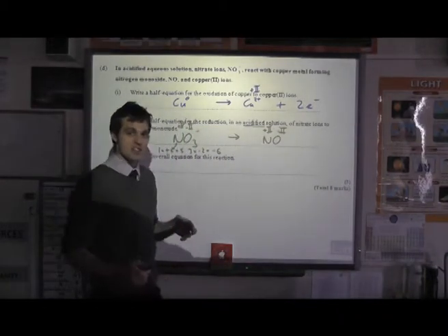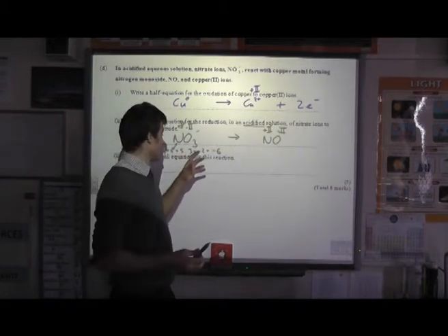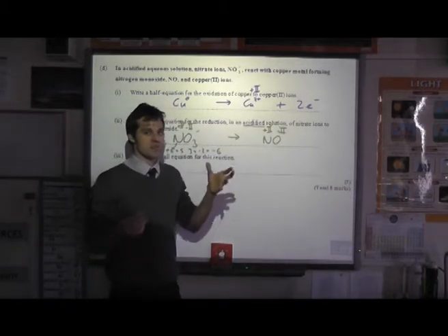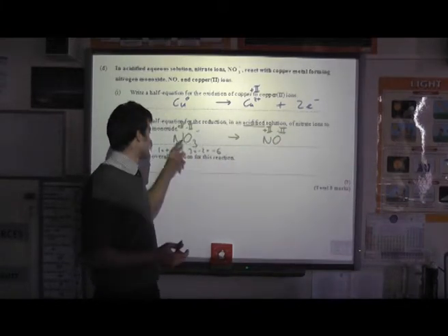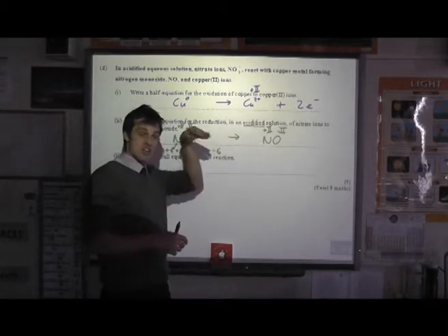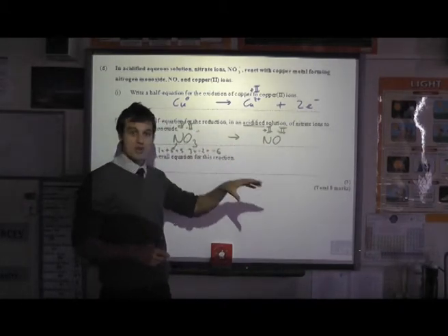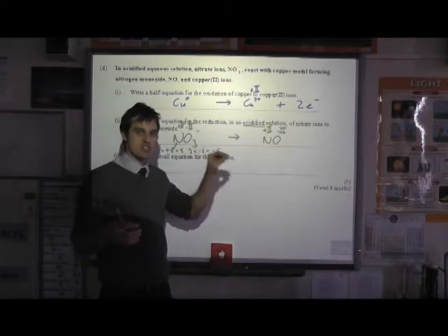So what is the atom here that has had a redox reaction? Which is the atom that's changed its oxidation state? Oxygen hasn't, so it must be the nitrogen. Nitrogen has gone from 5 to 2. So its oxidation state has lowered, it's gone from 5 to 2. So it must be getting less oxidized, so it must be getting reduced.